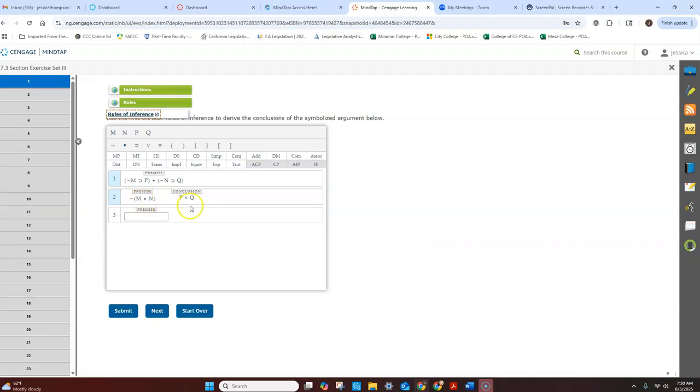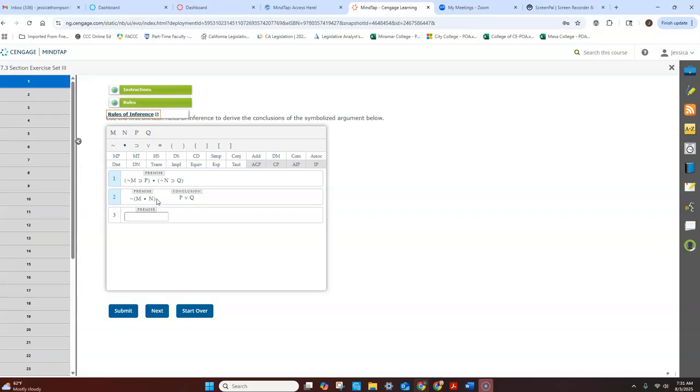We've got two premises and the conclusion is P or Q. So what should we do first? Well, this first line here looks like I could do something with it. Actually, you know what? I'm going to change my mind. I'm thinking through these as we go so you can just kind of hear my thought process. Let's start here, line 2.